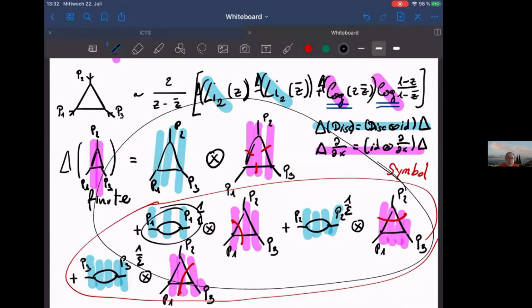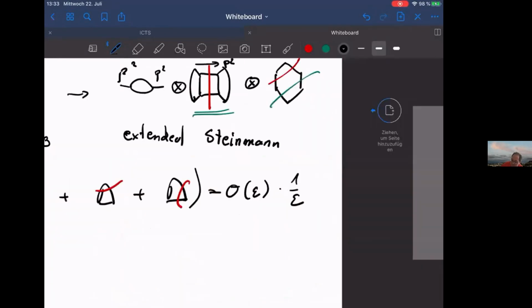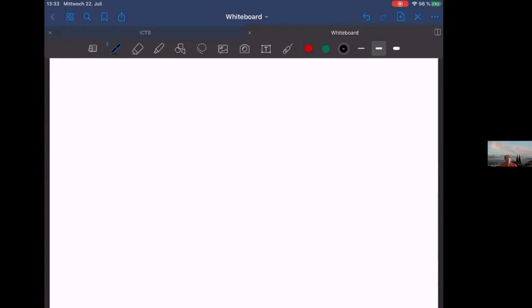Hi, Claude. Can you say a few words about what we know about functions beyond multiple polylogs? Yeah, so here I've only covered polylogs because that already takes a lot of time. Now, not every function can be expressed in terms of polylogs.